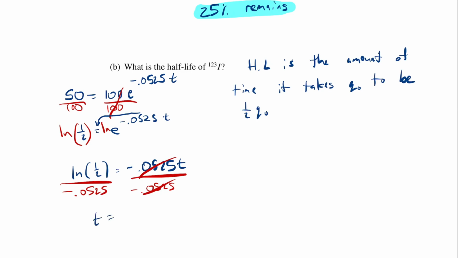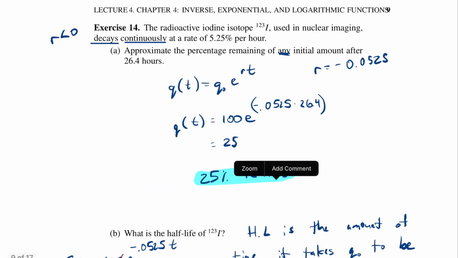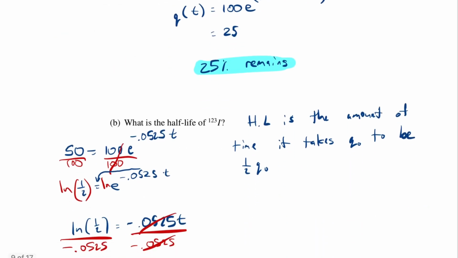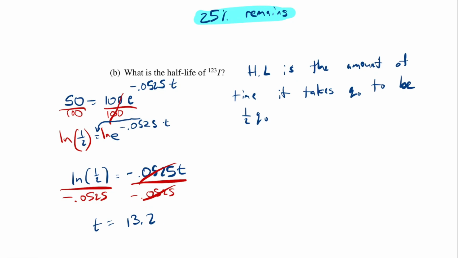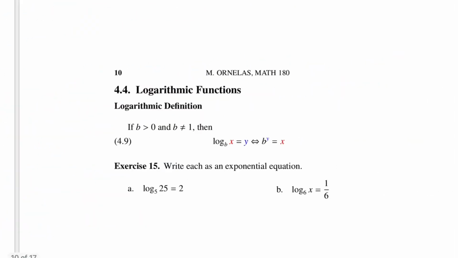So on our calculators, type in natural log ln 1/2, close parentheses, divided by negative 0.0525. And I'm getting 13.2 years. It should actually be hours. Whatever the units are for time, those are the same units you would use for t for half-life. So hours, not years. All right, so that's how you would do half-life. And that's the end of the section.